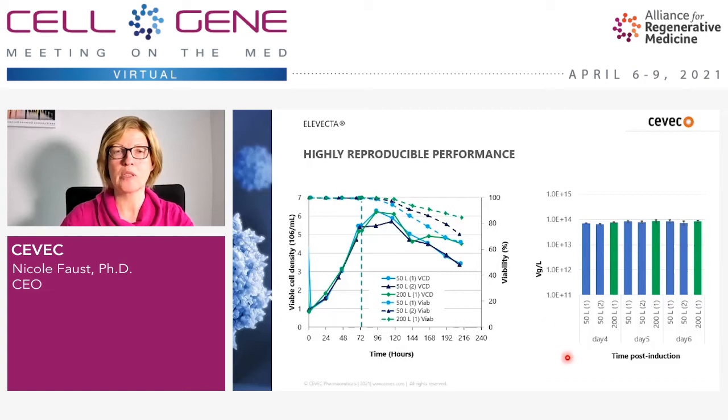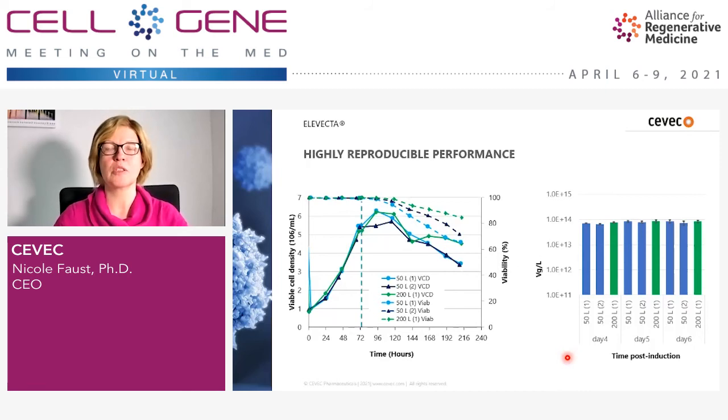And I'm showing you here day 4, 5, and 6 of the stirred bioreactor runs. And if anything, the 200-liter yields are slightly above the 50-liter yields, but there is definitely no drop in productivity here. So, of course, we were already very excited about these data, but it's not the end of what you can do, because this is still a non-optimized stirred bioreactor process.